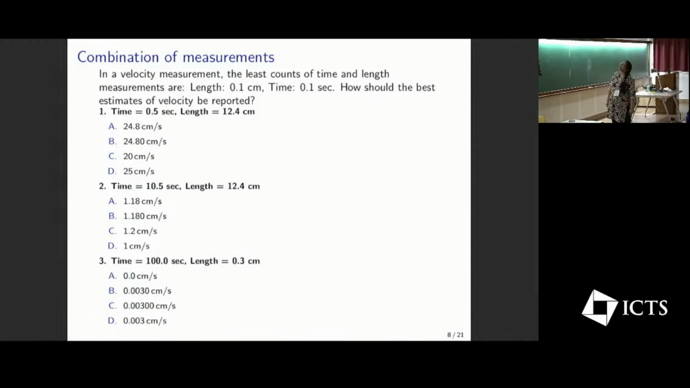So in the first case, we have a large length and a small time. So 12.4 centimeters is covered in 0.5 seconds. So I have 4 options. Okay, so 24.8 centimeters is what you have decided. Let me just write down the answers here and then we can discuss why you said that. Okay. How do you know it's C?